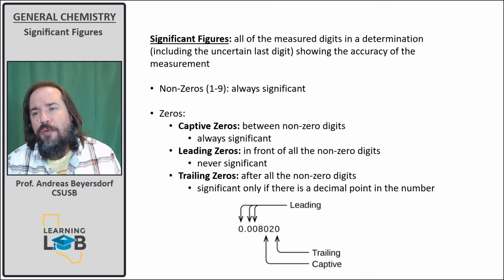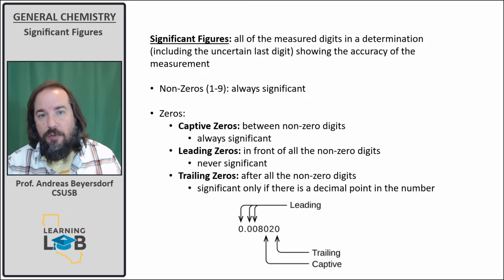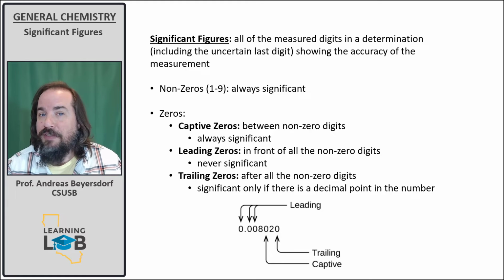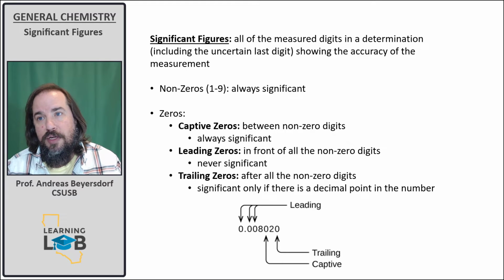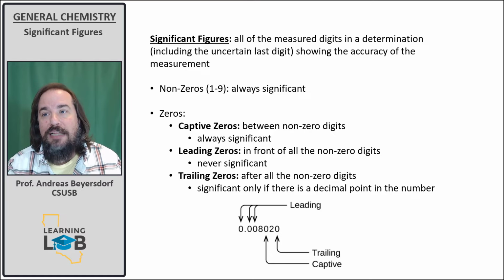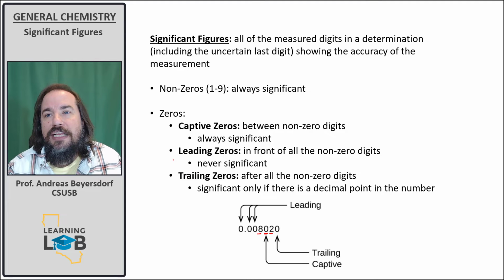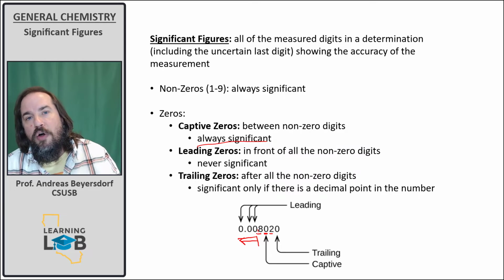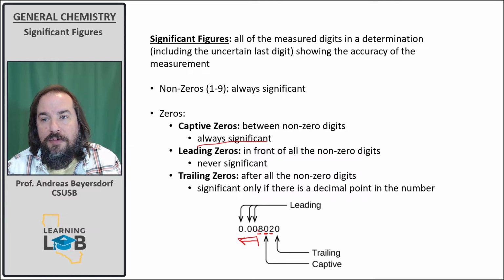Zeros get tricky, and really, for zeros, it depends on where that 0 is in relation to the non-zero digits. We can call zeros either captive zeros, leading zeros, or trailing zeros. Captive zeros are those that are between non-zero digits. In this case, we have an 8 and a 2. Those are non-zero, and so this 0 in between is a captive 0. These are always significant. We then have leading zeros. These are in front of any non-zero digits. You notice that these 3 zeros here are in front of all the non-zeros. This one is in front, but it's also behind. So leading zeros are never significant.